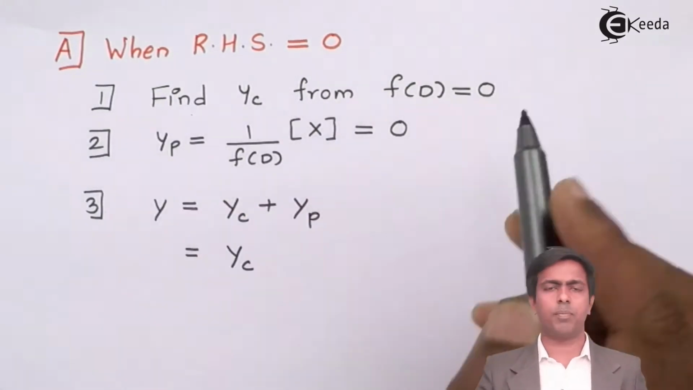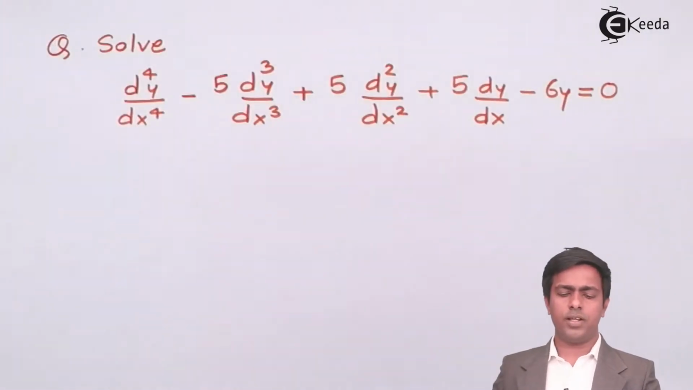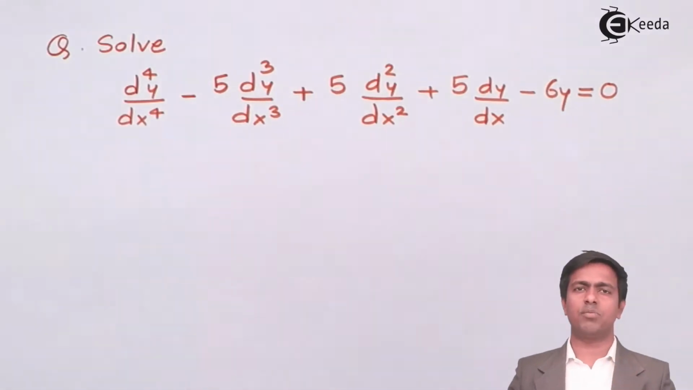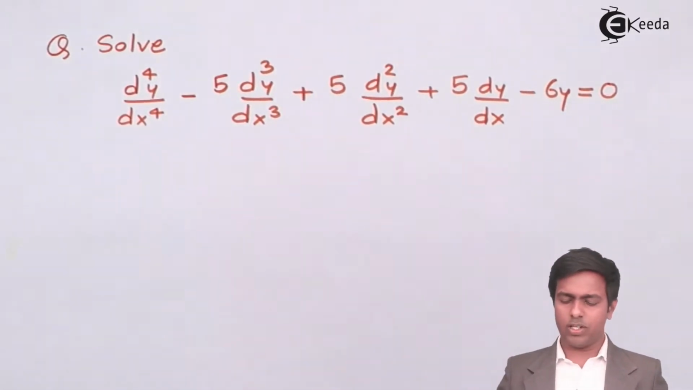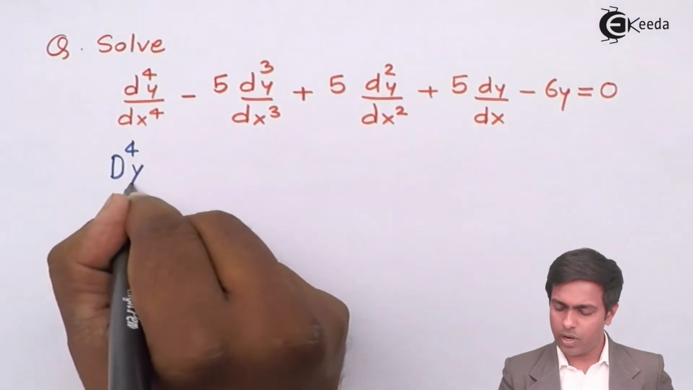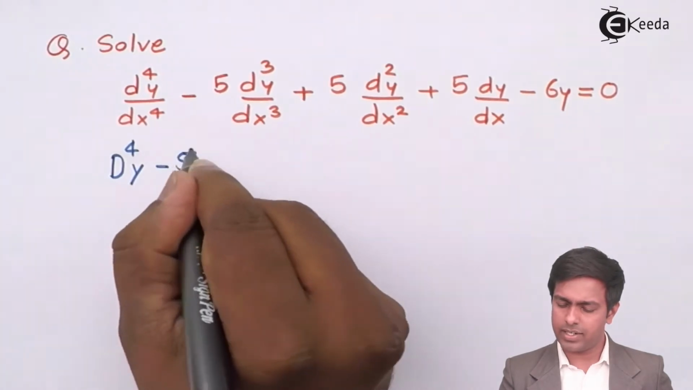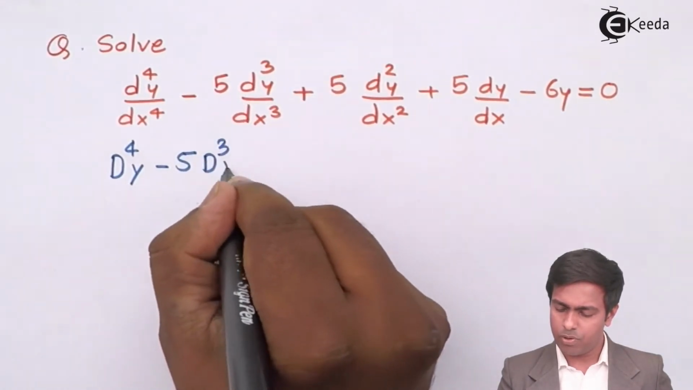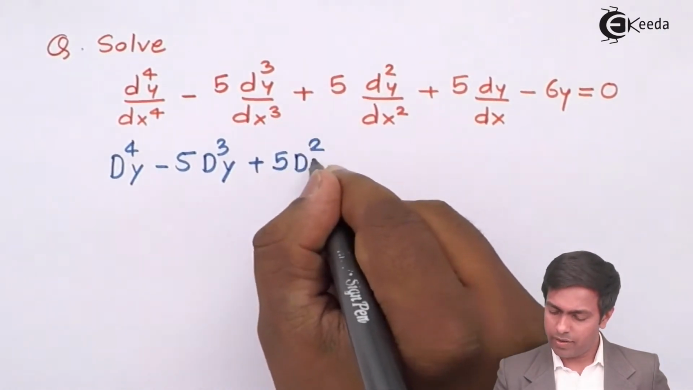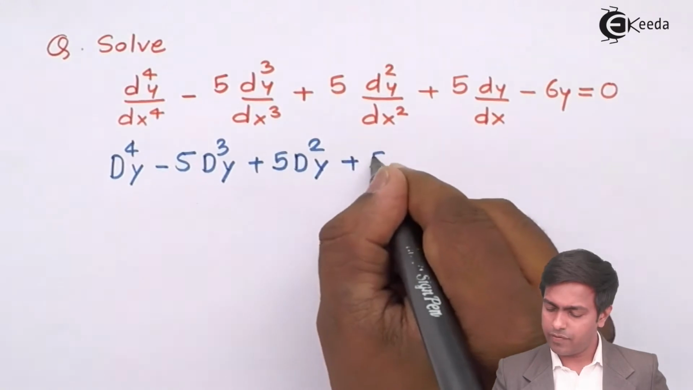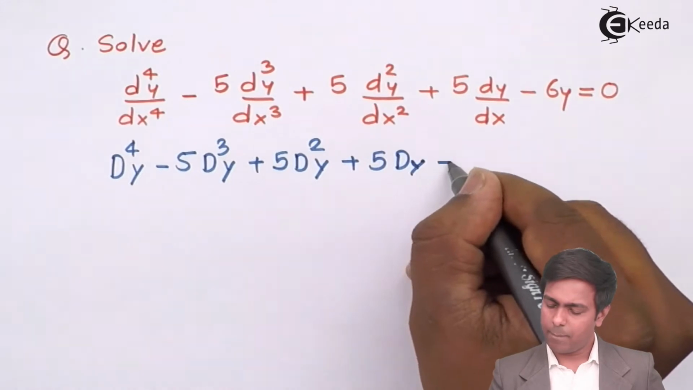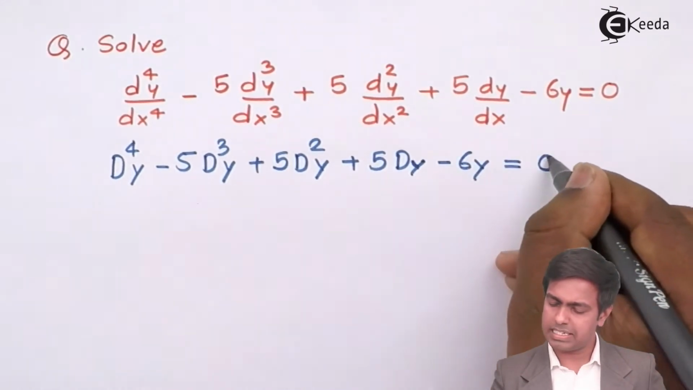So let's start with step number 1. So let's find out f of D. And to find f of D, we have to replace these differential terms with the operator terms. So what is the operator that we'll use here? This is denoted by D to the power 4 y. This is minus 5 as it is. This will become D cubed y plus 5. This will become D square y, and this is 5, and dy by dx is denoted by capital D y, minus 6y equal to 0.